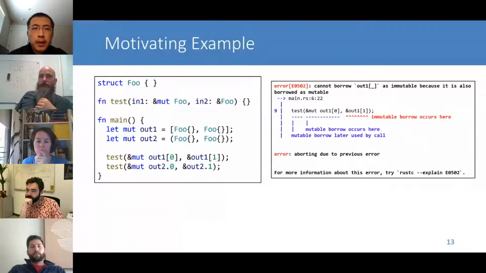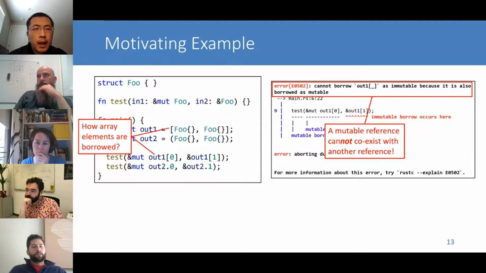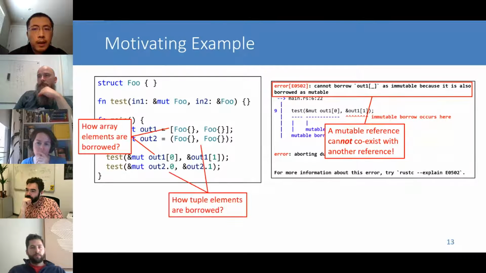This example demonstrates the complexity of applying Rust safety rules. Besides the safety rule that a mutable reference cannot coexist with another reference to the same object, programmers must also know how array and tuple elements are borrowed. Without a clear understanding of these, it is very easy for programmers to make similar mistakes and write programs rejected by the Rust compiler.